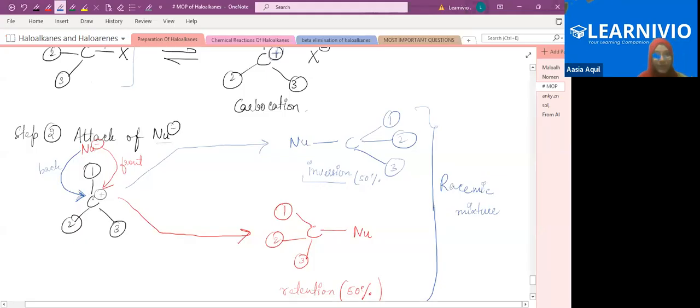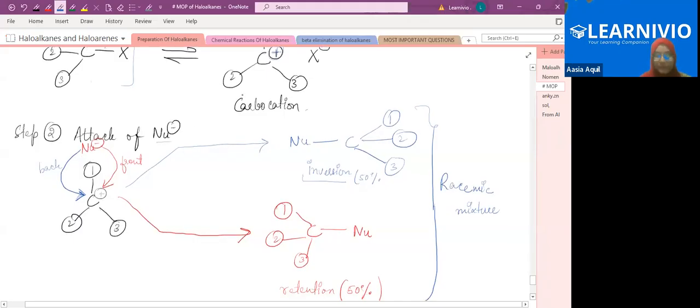So second step, the attack of nucleophile. Now see, this is our structure. This is our carbocation, which is formed in the first step. See the position of the branching or any substituent, you can say 1, 2, and 3. Suppose these are the 3 substituents attached to this carbon, and this is the carbocation. Now for this nucleophile, there are 2 cases here. The nucleophile can attack from the front, and it can attack from the back. In both cases, we get a different product.